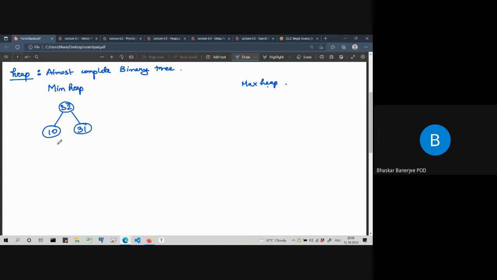One important point though is that I don't care about the order of these two siblings. I can just swap them also. I can write 31 and 10 accordingly, no problem. So I don't care about the order of the siblings. I only care about the relation between the parent and the child. So in a heap, there is no relation within the siblings. All the relation is in a top to bottom manner, between the parent and the child nodes. In a min heap, the parent node should be smaller than all the child nodes, and in a max heap, the parent node should be larger than the child nodes.